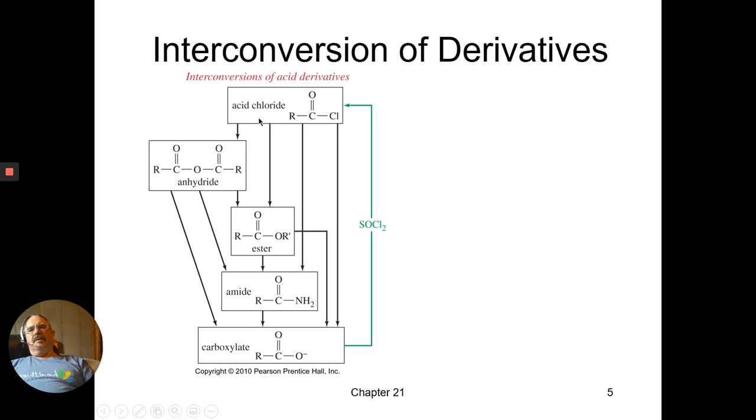Most of the reactions in this chapter will involve conversion of derivatives into other derivatives. We'll see a little bit later on that we can convert either carboxylates or carboxylic acids into acid chlorides, but other than that, reactivity is all downhill. So we can readily convert a more reactive derivative into a less reactive derivative, but not the other way around.